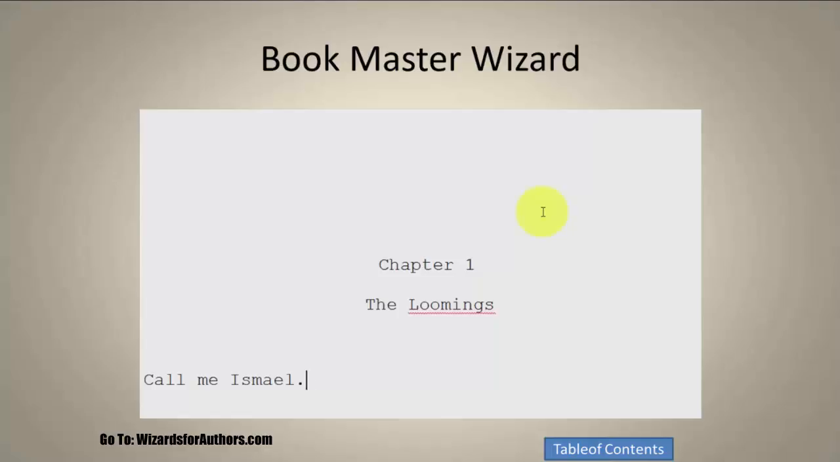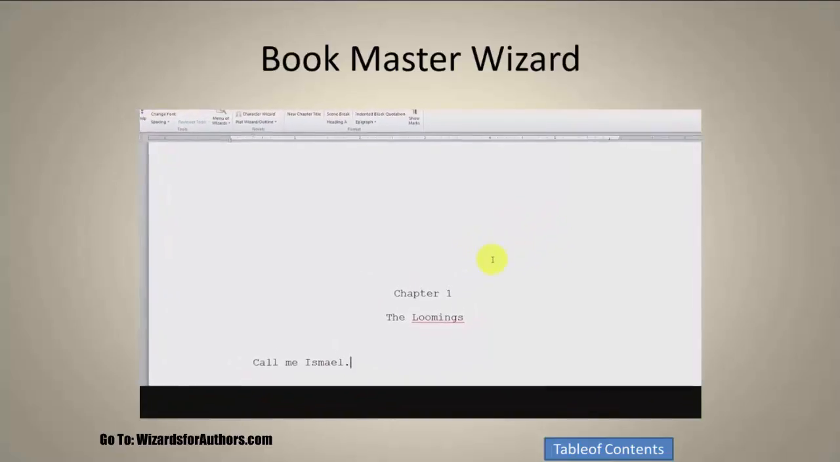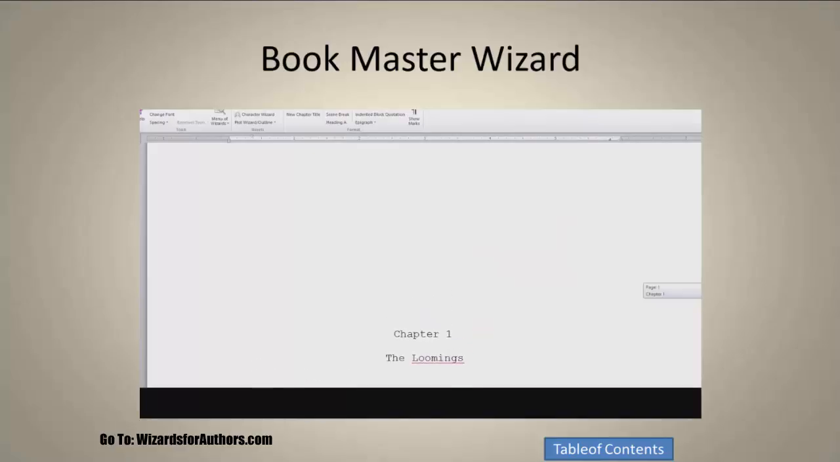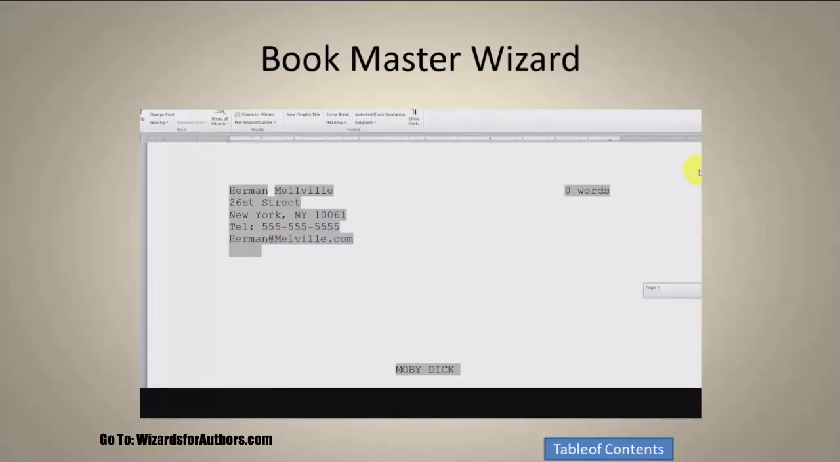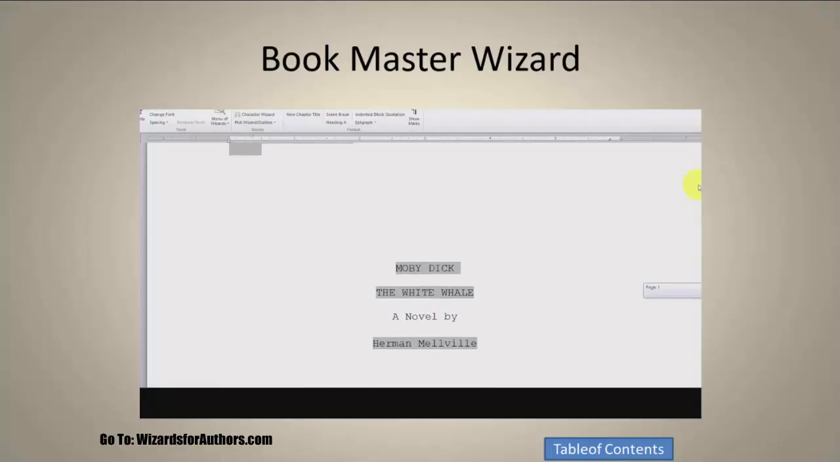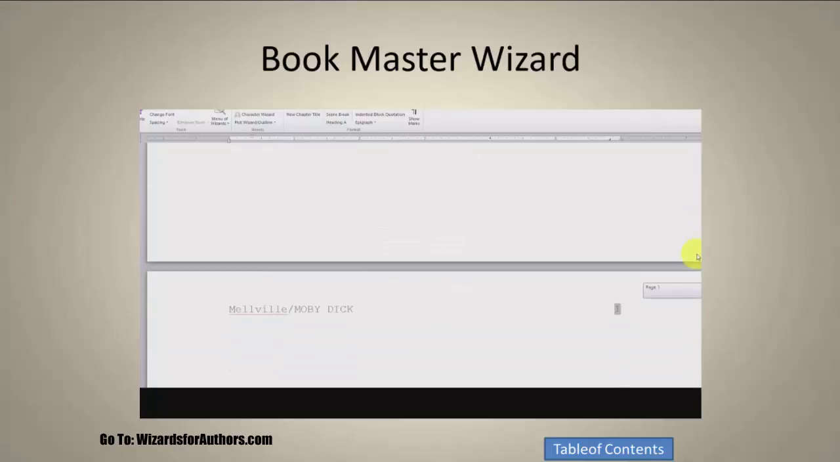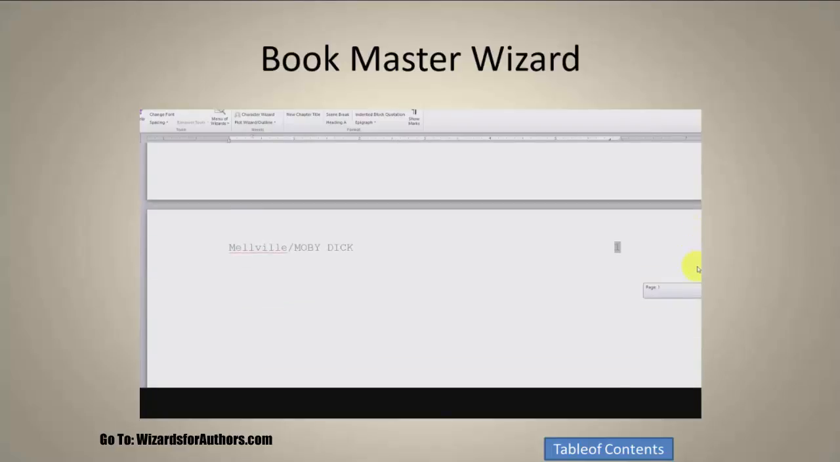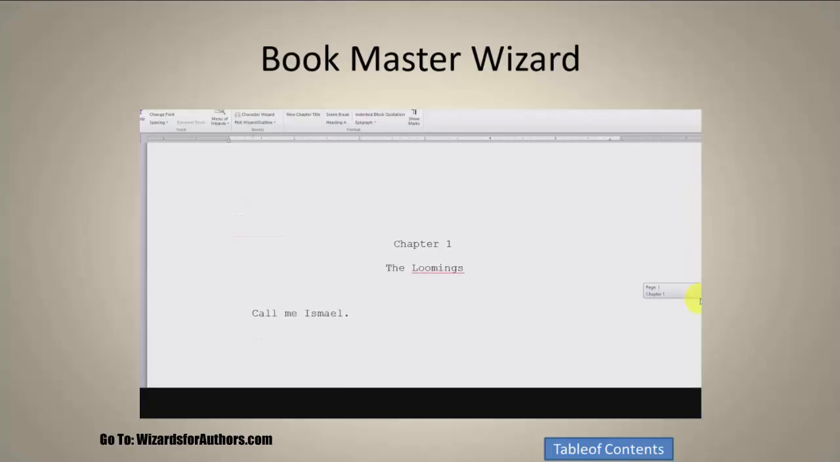Okay, we've typed in the first sentence. We could go on and type some more, but let's observe what we have here so far. If you go over to the scroll bar, you can see by scrolling up that we have our title page, our name, the title of the book, the header, and the opening chapter.